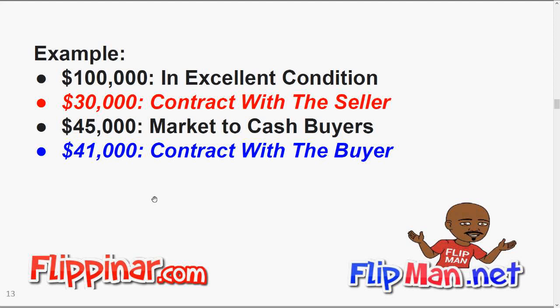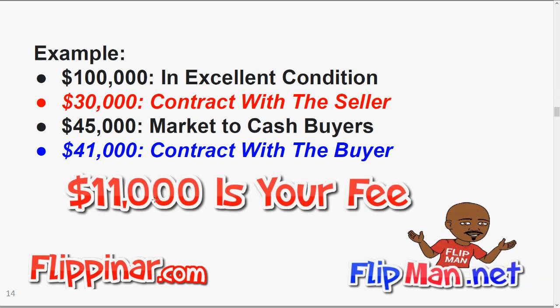Whenever you go to close on the property, the seller gets their $30,000, which is what you all agreed upon, and you get the difference, which is $11,000. That is your fee. That is your assignment fee, whether you double close or whatever you do. That is your actual fee.